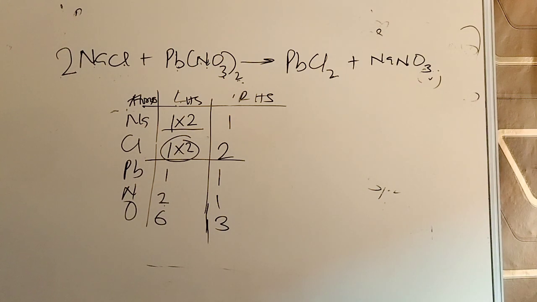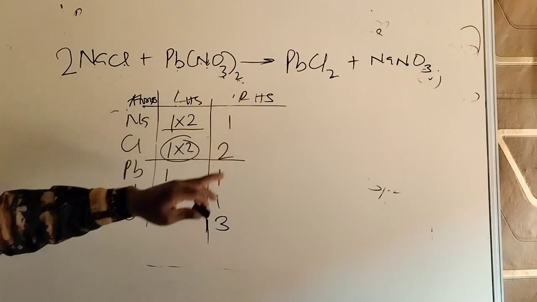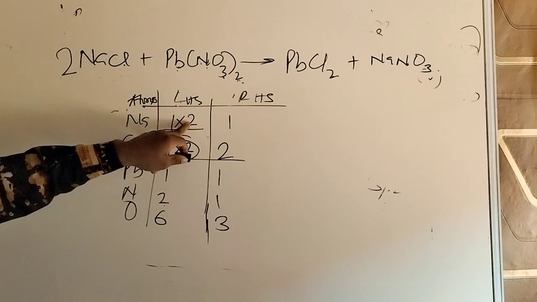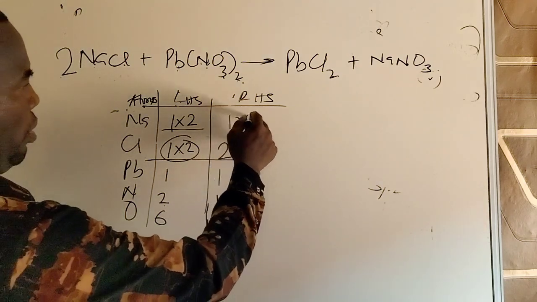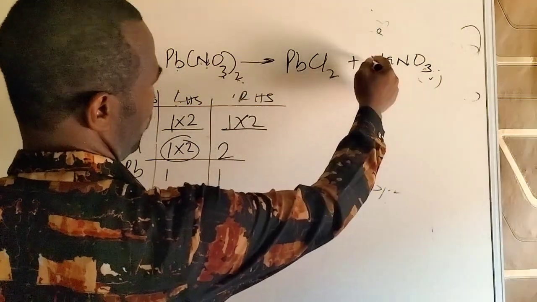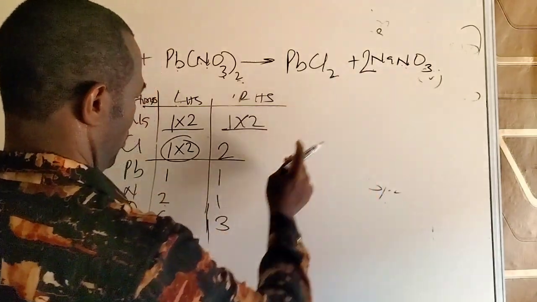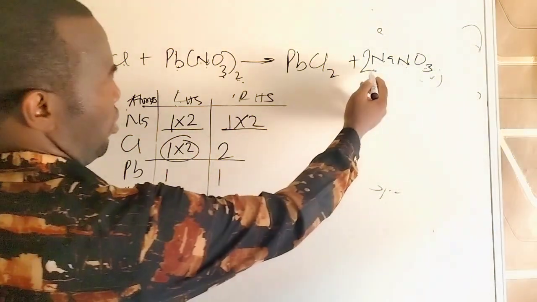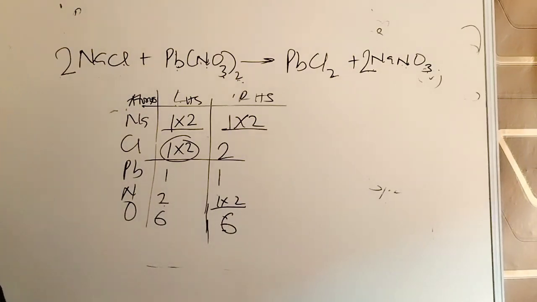Having done that, we'll now move to the other ones. I can still balance sodium again here. Multiplying chlorine also affected sodium, yes. So balance this sodium on this side and multiply by 2 as well. I'll go to the right hand side and put 2. But that 2 will still affect nitrogen and oxygen. So nitrogen becomes 2, that is times 2 now. Oxygen becomes 2 times 3, which is 6, and it's no longer 3. So the equation is now a balanced equation.